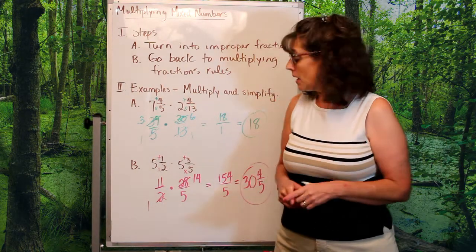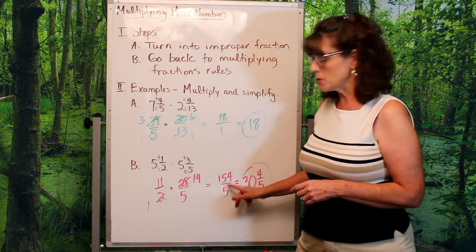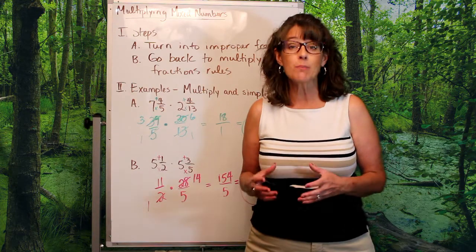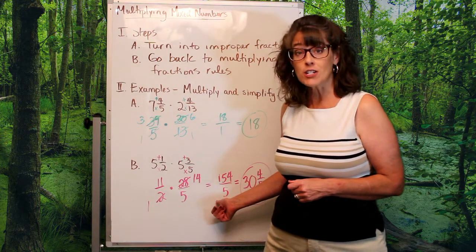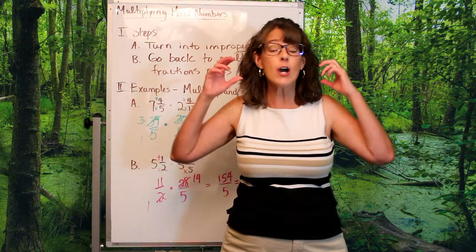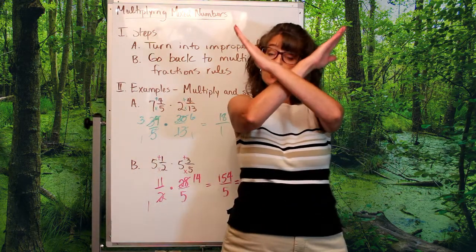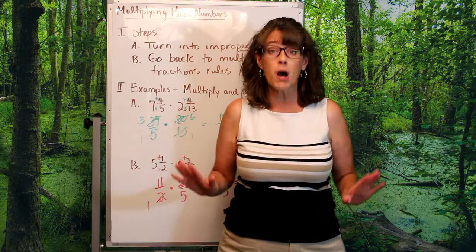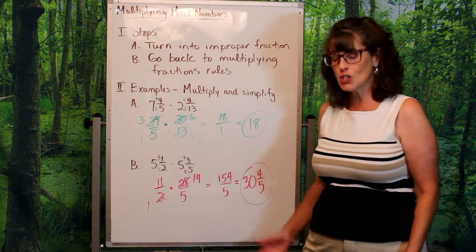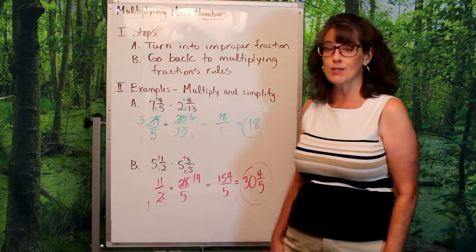But I do want to point out, remember, this, even though it's pretty big, 154 over 5, I don't have to think about will it simplify. I don't have to try to reduce that fraction. Because remember, I canceled on the diagonals. I canceled up and down. I 100% guarantee that if you will cancel on those diagonals and up and down as much as possible, this will be simplified. You won't even have to think about it. So you just turn it into a mixed number if you started as a mixed number.